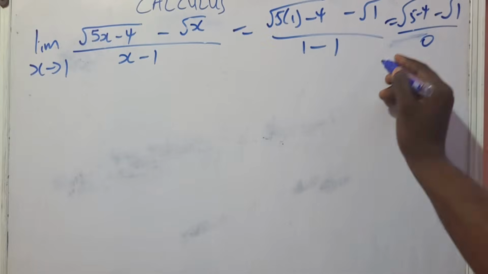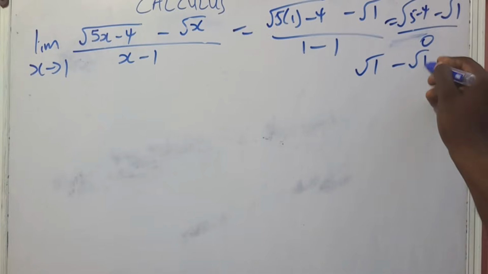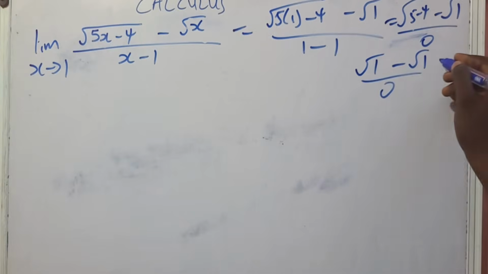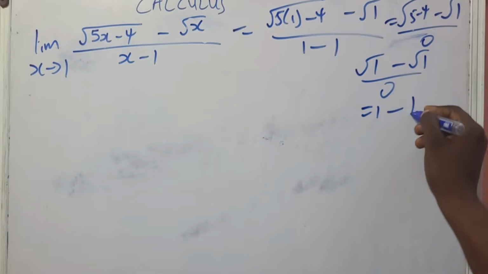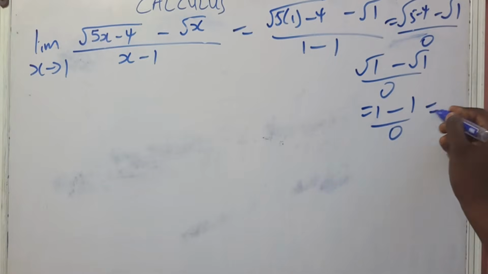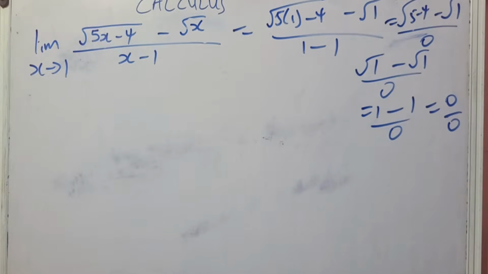This will be 5 minus 4 is 1. 1 minus square root of 1 over 0. Square root of 1 is 1. That will be 1 minus 1 over 0. 1 minus 1 is 0. 0 over 0. Can you see right now? We have gotten to what we call the indeterminate form.